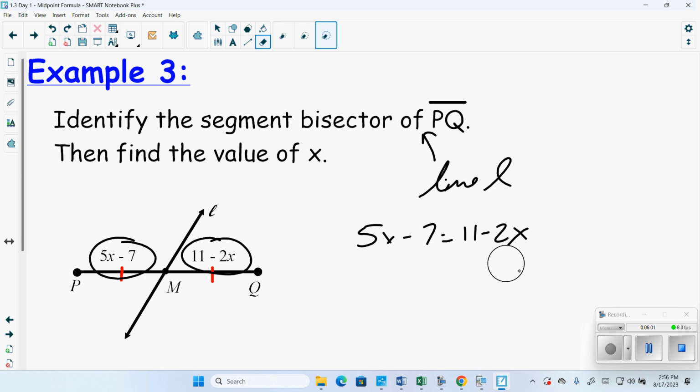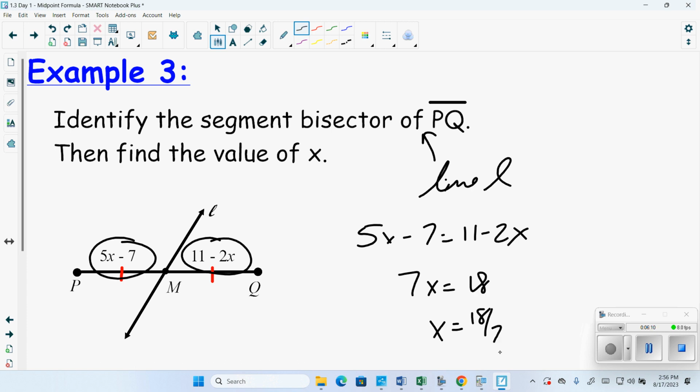So now, solving this algebra question, adding 2x, adding 7, x is equal to 18 sevenths. Now, again, they only wanted me to find the value of x, so I don't have to go any further than just knowing what x is.